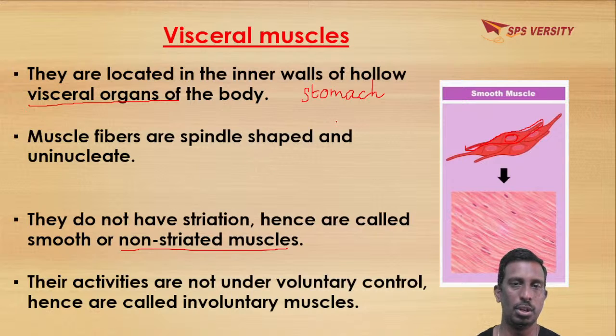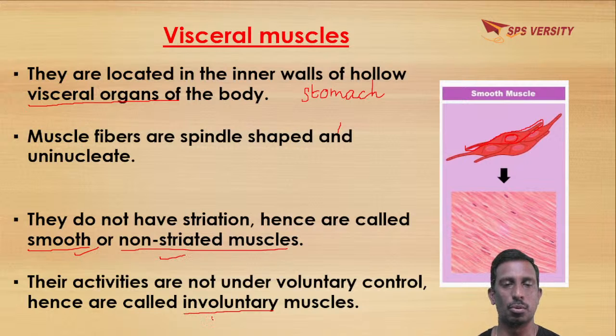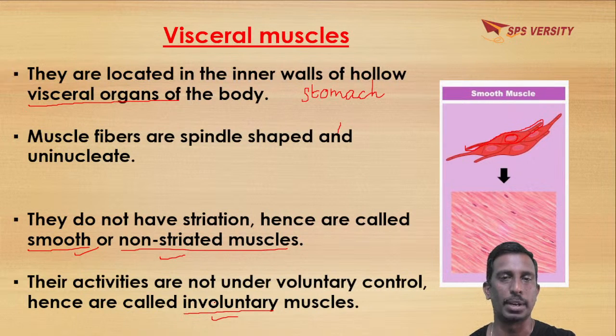They are also called non-striated or smooth muscles, and they are not under our control. They are involuntary muscles. So visceral muscles have other names: smooth muscles or non-striated muscles, or involuntary muscles, which are associated with hollow visceral organs of the body like the stomach.